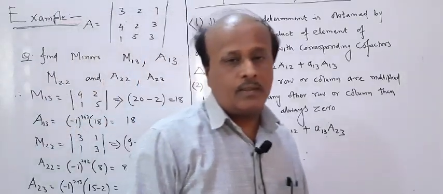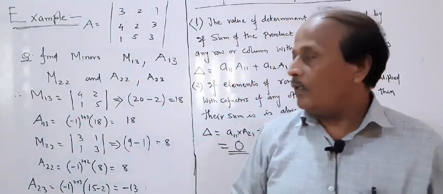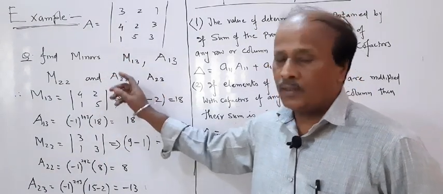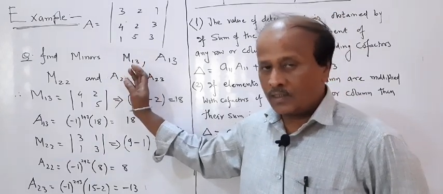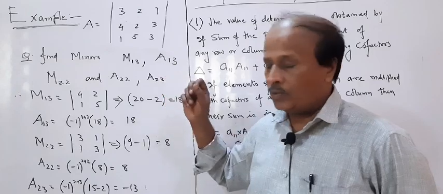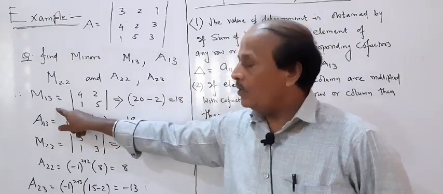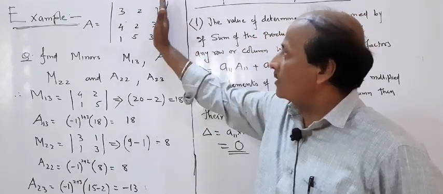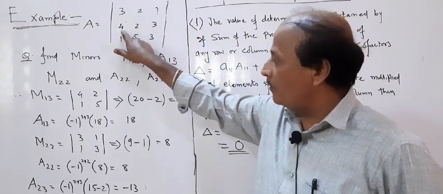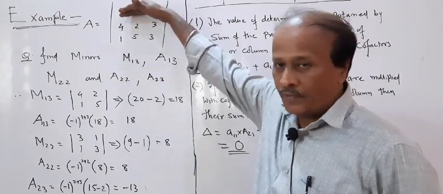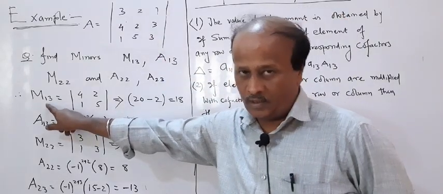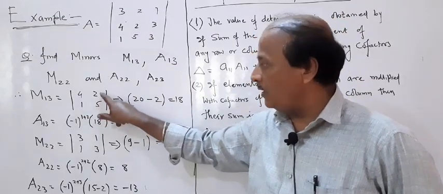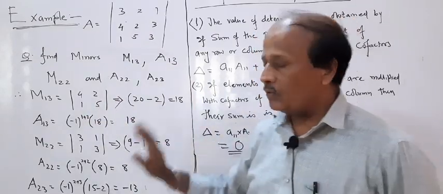Once you know how to find the minors and cofactors, then you can solve some 5 marks questions that will be told to you in the next session. First of all, get familiar with minors and cofactors, and solve the coming exercise also, so that you can attempt those big questions. Now come on, M13: put your hand on the first row and third column. You will be left with 4, 1 and 2, 5. Cross multiply: 4 fives are 20, 2 ones are 2. So 20 minus 2 is 18.